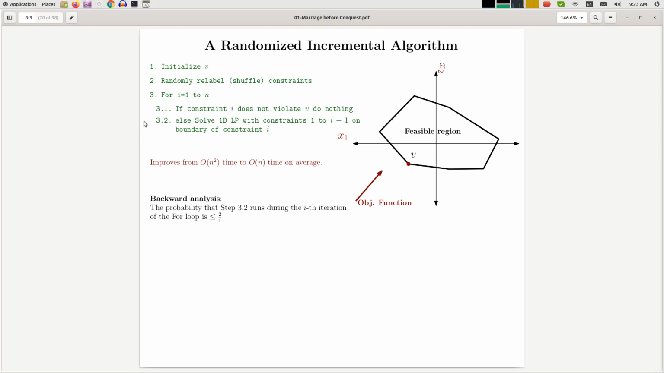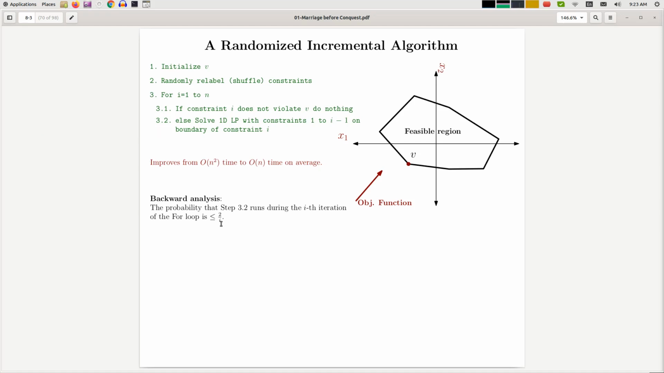So what we can assume here is that step 3.2 runs with probability 2 over i at the ith iteration. What this means is that if I zoom in on the ith iteration, so let's say the algorithm is running, there's iteration 1, there's iteration 2, I only care about iteration i. I pick a fixed value of i and look at the ith iteration and ask what is the probability that step 3.2 runs at this iteration. I claim, and we assume here, that that probability is 2 over i. We're going to prove it in the next video.